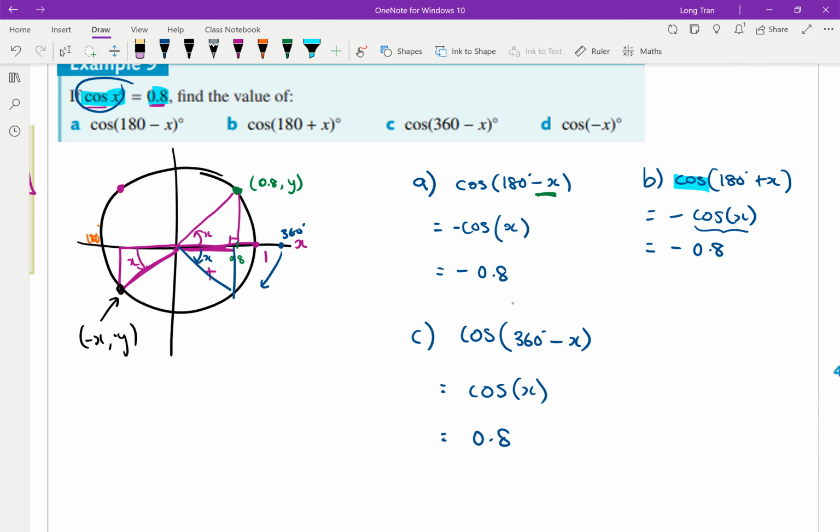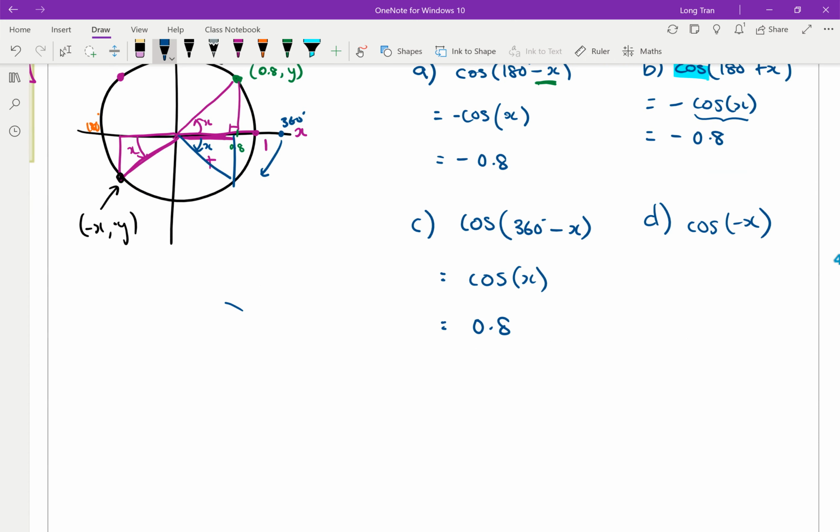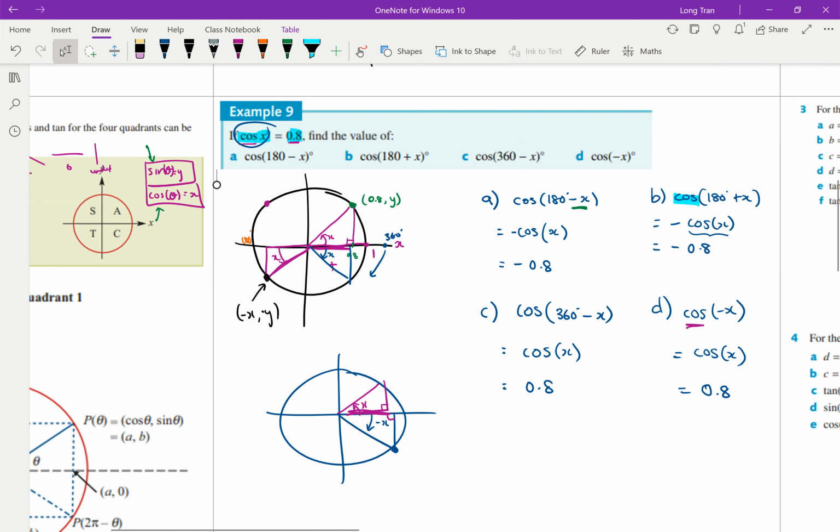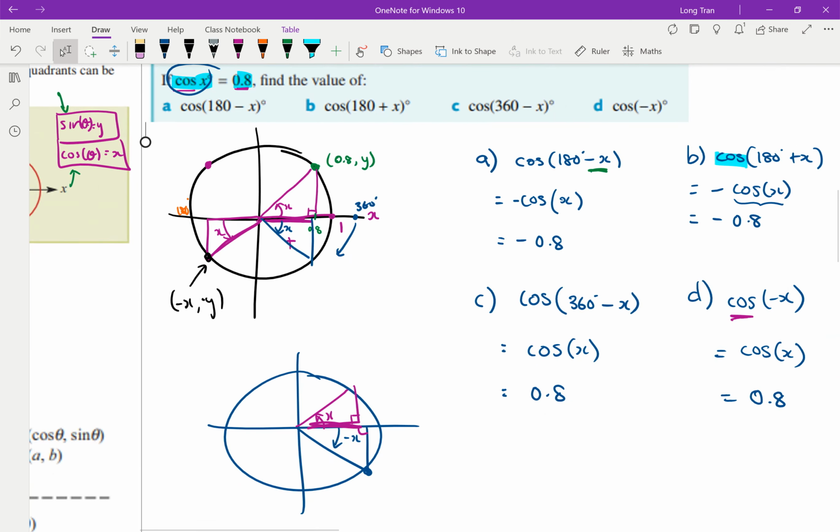All right, and then finally the last one here, D, cos of negative x. Same thing, where is negative x? On a unit circle, negative x just means you're going down by x. So this is my triangle. But notice that triangle is exactly the same as this triangle when that's x as well. So that means the length, because they're asking for cos, is going to be the same as finding cos of x, which is 0.8. So that's how you do example 9 there, just to get your head around symmetry properties with degrees.